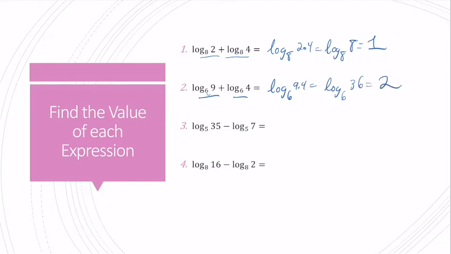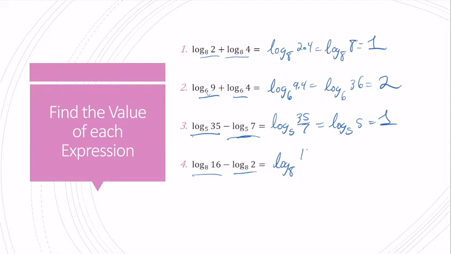If I have, oh my gosh, this is the example I did on the previous slide. I'm not very creative, you guys. If I have log base 5 of 35 minus log base 5 of 7, that's log base 5 of 35 over 7, which is log base 5 of 5, which is 1. If I have log base 8 of 16 minus log base 8 of 2, I can combine those to be log base 8 of 16 over 2, which is log base 8 of 8, which is also 1. Again, not very creative with my solution answers.